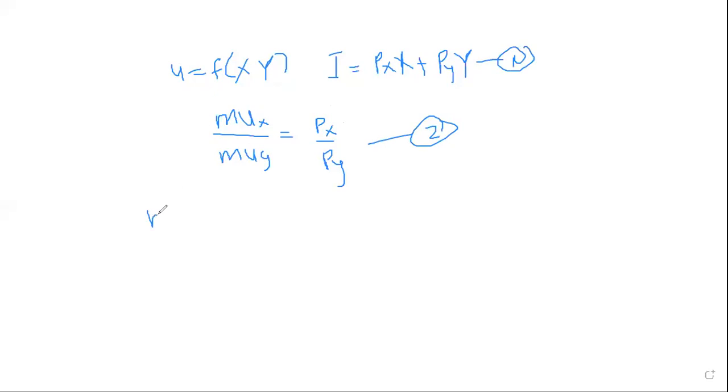Now, MUX is du dx. That's what gives you MUX. And then MUY is also du dy. So you can easily find the MUX and MUY from the utility function, and then you substitute. So let's take an example.